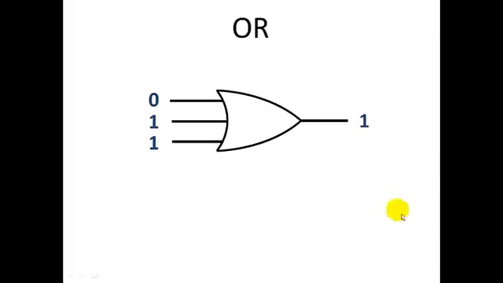Again, the OR, like AND, can have three inputs or more. So 0, 1, 1 will give us 1. As long as any of the inputs is a 1, the output will be a 1. That's what OR means. So if we input 1, 0, 0, we'll still get a 1 output. Only when all three inputs are 0, we get a 0 output.